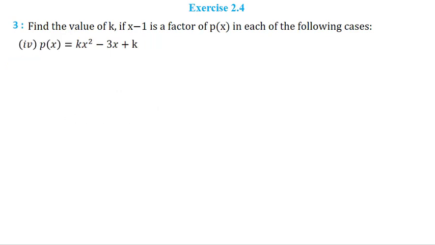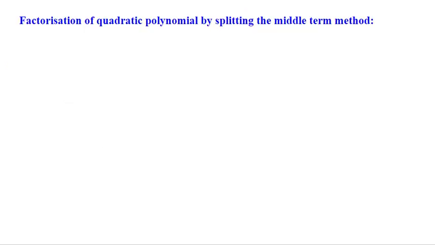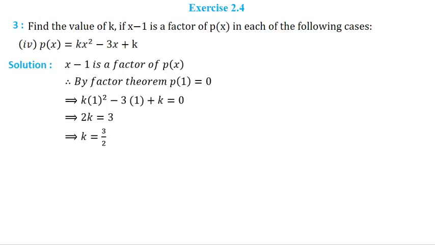Now let us move to the fourth question. Find the value of k if x minus 1 is a factor of p(x) in each of the following cases. Now p(x) is kx square minus 3x plus k. So let us see, x minus 1 is a factor of p(x). Therefore by factor theorem we will say that p(1) equals 0. So k into 1 square minus 3 into 1 plus k equals 0. On simplification, I have the value of k as 3 by 2. So this is how we are using the factor theorem.